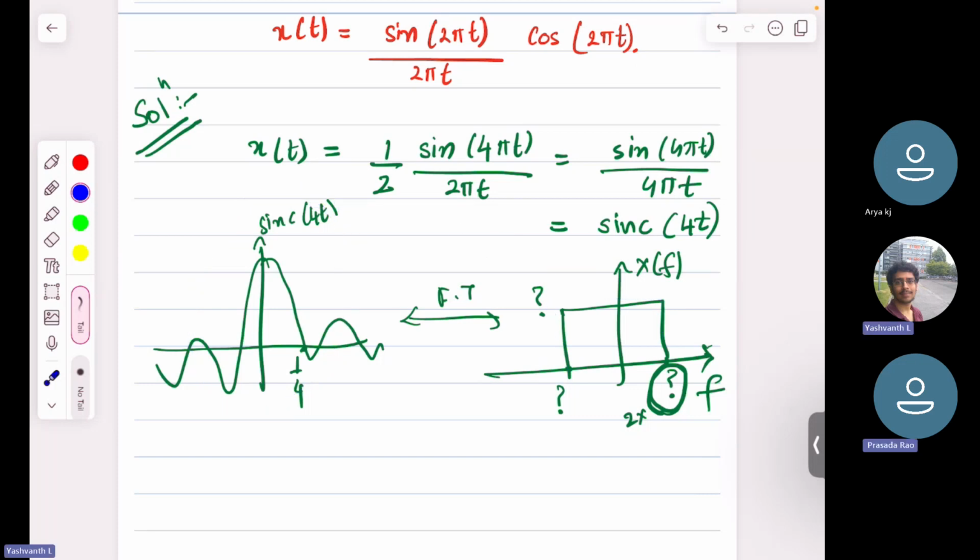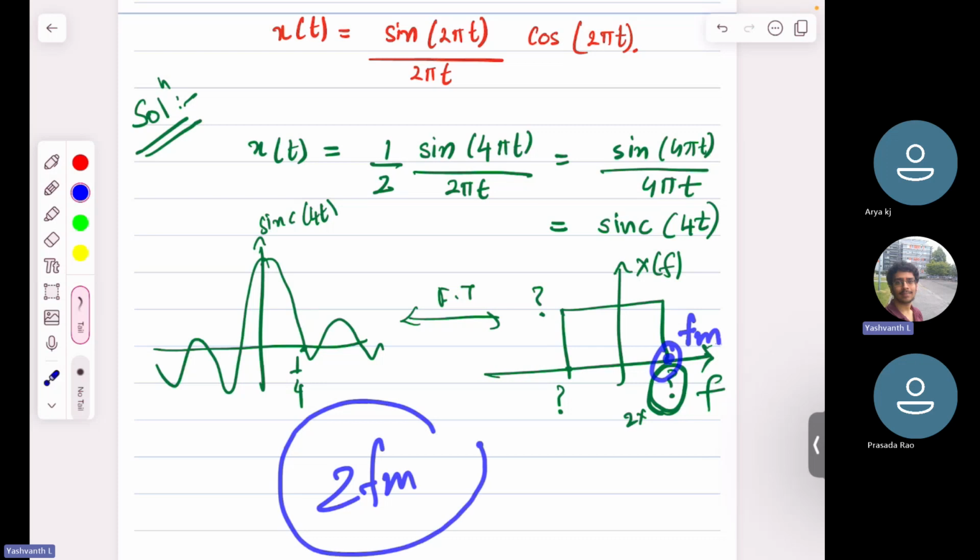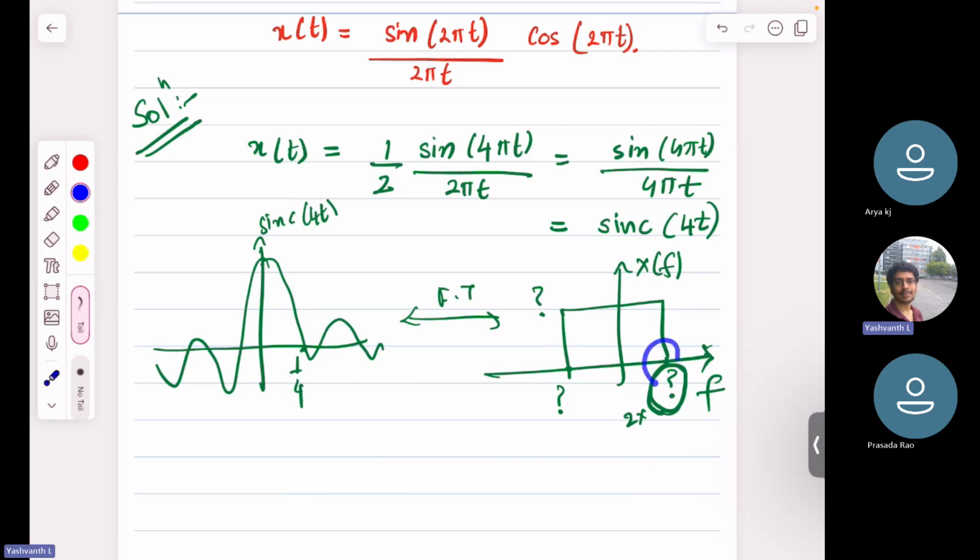If it's a rectangular window, what is the maximum frequency? The frequency of the upper edge, this frequency. So I need to find what this frequency is, and this is my FM, and then 2 times FM is your minimum sampling frequency or the Nyquist rate. So essentially, I need to find what FM is for sinc of 4t.